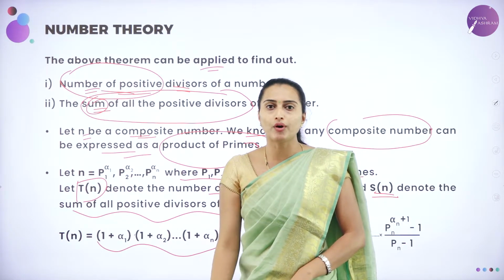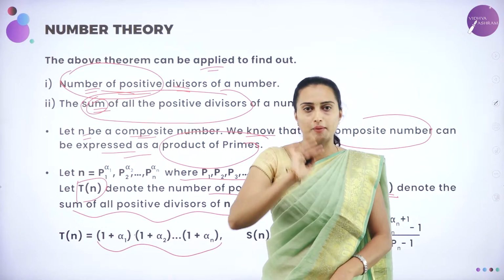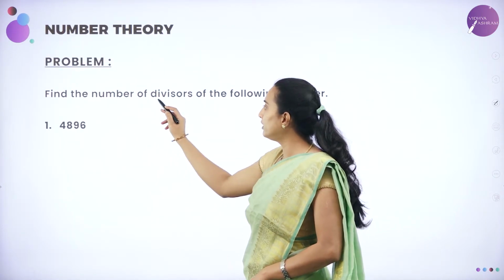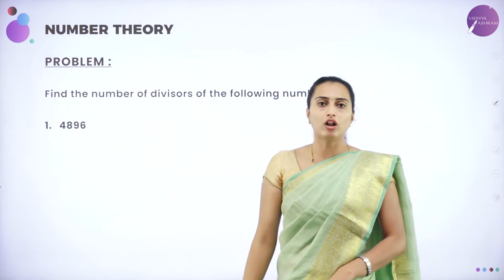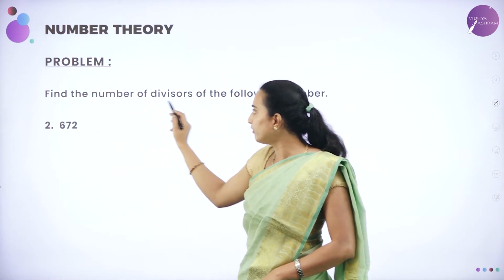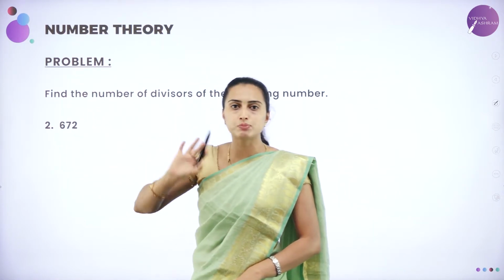Next, let us move on to how to apply these formulas to the given problems. First, I have taken here: find the number of divisors of the following number. So let me take this one. Find the number of divisors of the following number, 672. Let me do this problem first.